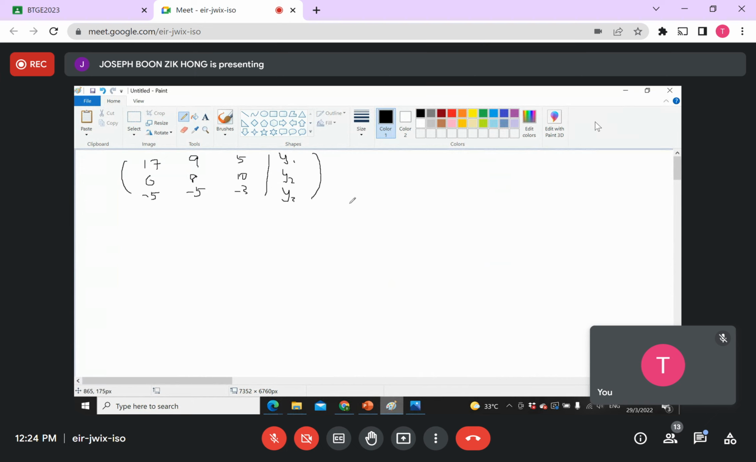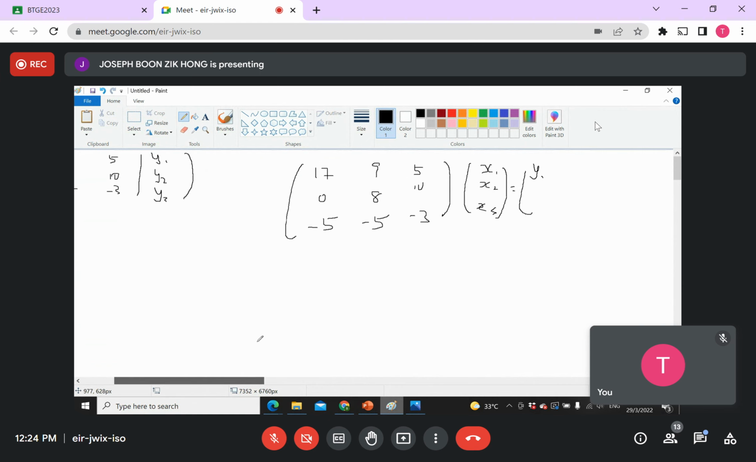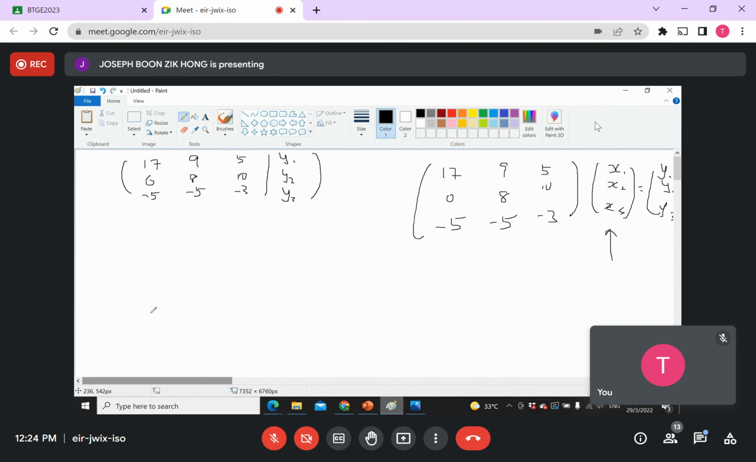Actually the concept is something like this: 17, 0, -5, and then 9, 8, -5, and then 5, 10, -3, times x1, x2, x3 equal to your y1, y2, y3. We try to get the x1, x2, x3 in terms of y1, y2, y3. So how are we going to do that?